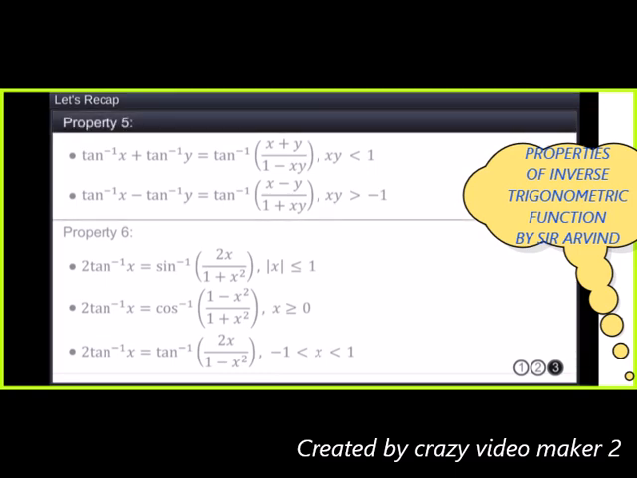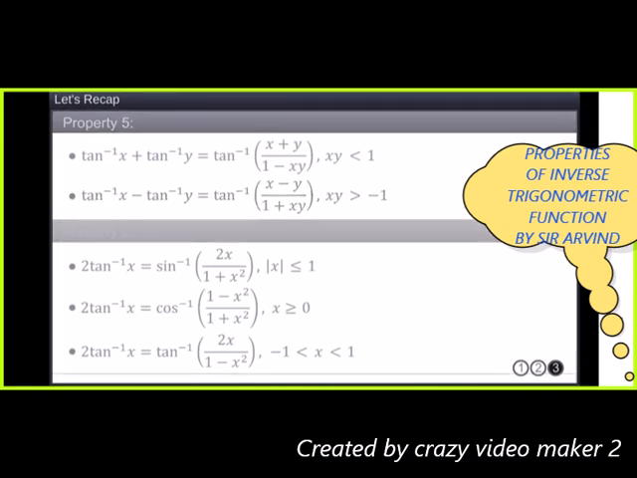Sum of angles: tan inverse x plus tan inverse y is equal to tan inverse of (x plus y) upon (1 minus xy), where xy is less than 1. Now next is tan inverse x minus tan inverse y is equal to tan inverse of (x minus y) upon (1 plus xy). For these two properties, you have to recall your formulas for tan(a plus b) and tan(a minus b).